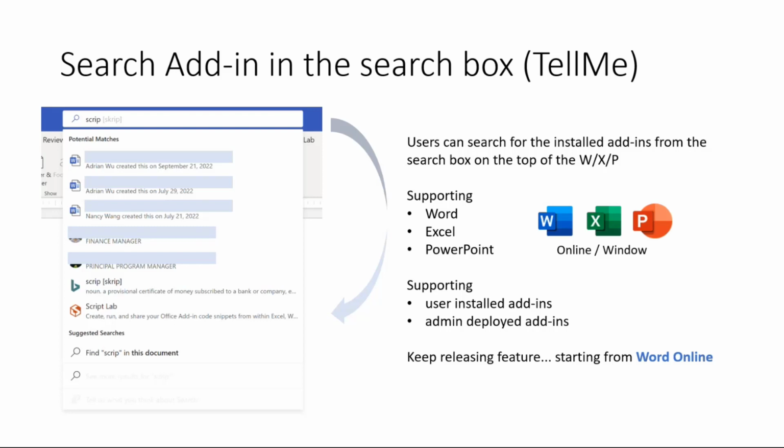And users can search from the TellMe service, which is the search box, for their already installed add-ins. For example, some add-ins they installed by themselves before, or some add-ins that were centrally deployed by their admins. And we will keep releasing these features, starting from Word Online, and then Excel, and then the other endpoints.